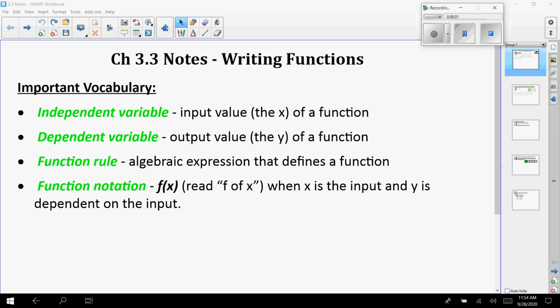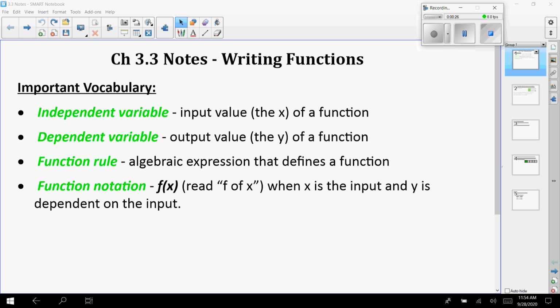Chapter 3.3 notes, writing functions. Some important vocabulary to know. 1, independent variable, which you've heard many times in science. It's our input values or the x's of a function. Dependent variable is the output value or the y's of a function. The function rule is the algebraic expression that defines a function.